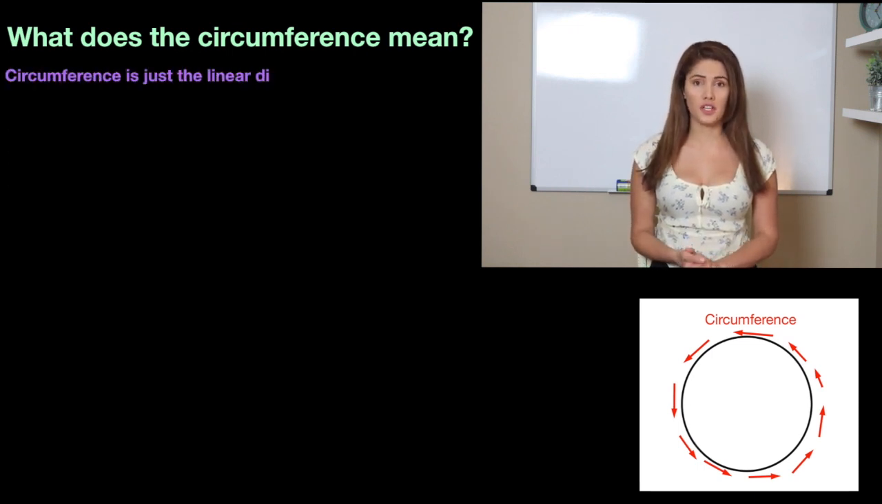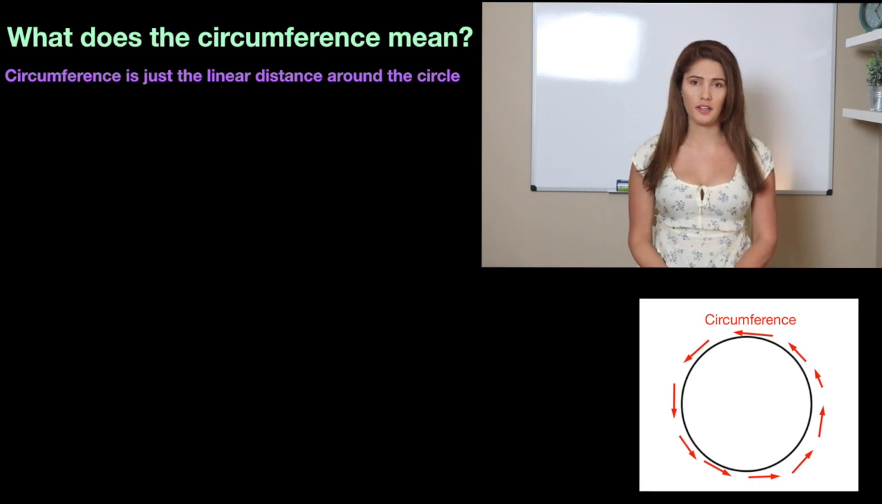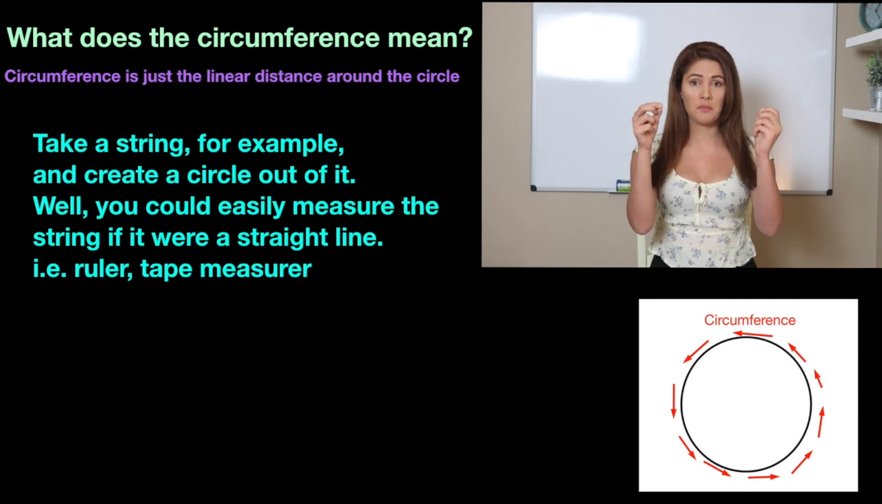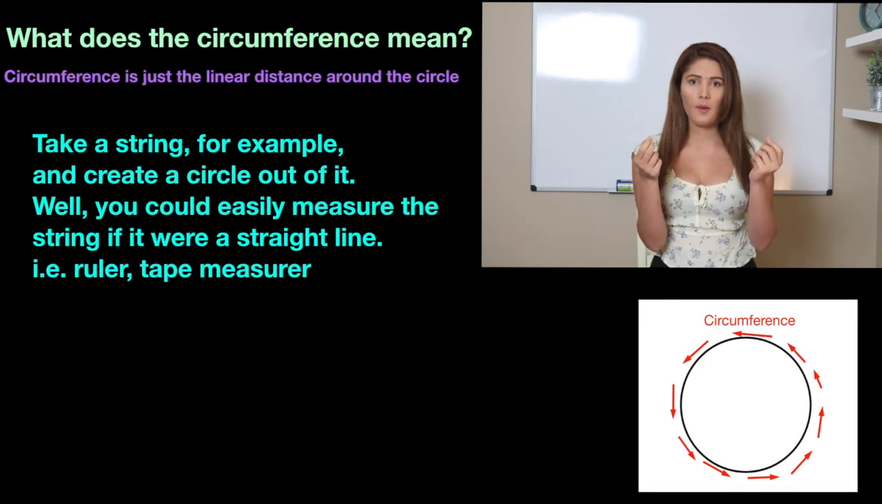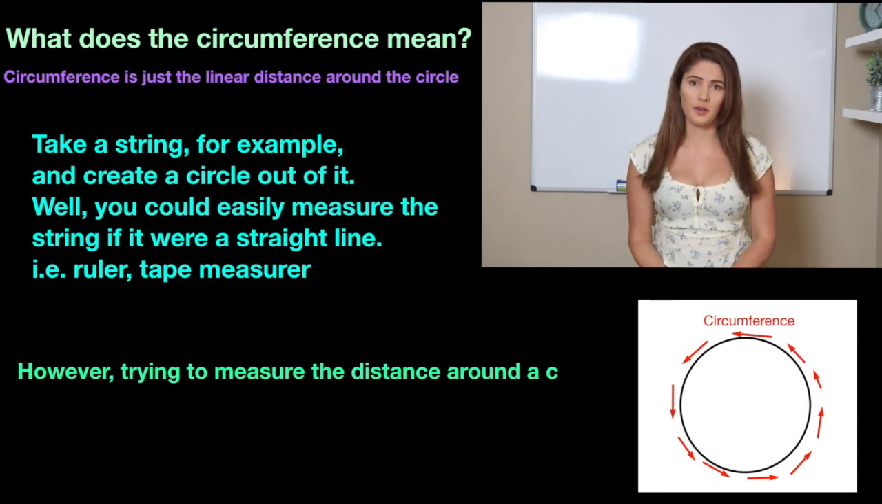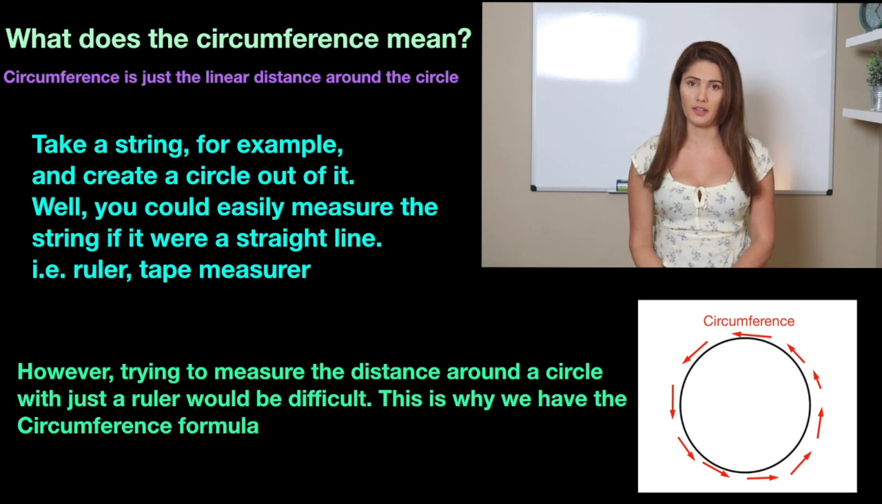The circumference is just the linear distance around the circle. So think of it this way. If you were to take a string and measure the length of that string, it'd be very simple. However, if you were to make a circle out of it, it becomes a lot more difficult. This is why we have the circumference formula.